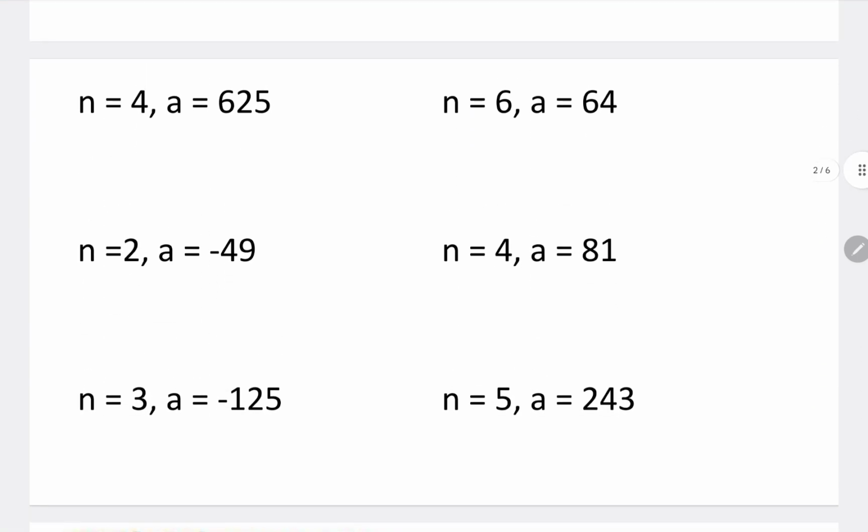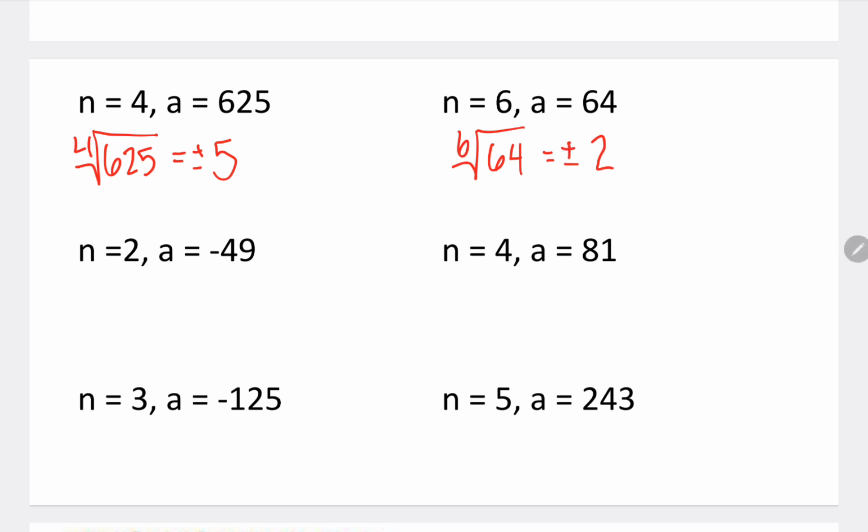Here we go. All right, so let's try a couple more examples of that. We have the fourth root of 625, or what number can you multiply by itself 4 times to get 625? And that answer is 5 or negative 5. So anytime you have an even root right there, you could have 2 solutions. It could be positive or negative. Next, we have the sixth root of 64, which could be positive 2, if you multiply 2 by itself 6 times, or 2 to the 6th power is 64, or negative 2.